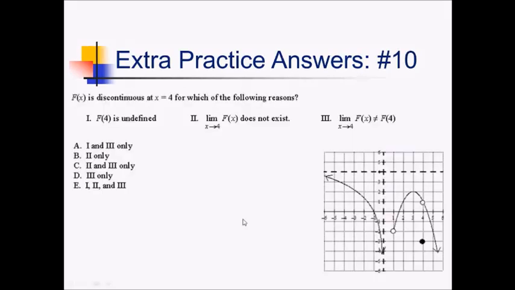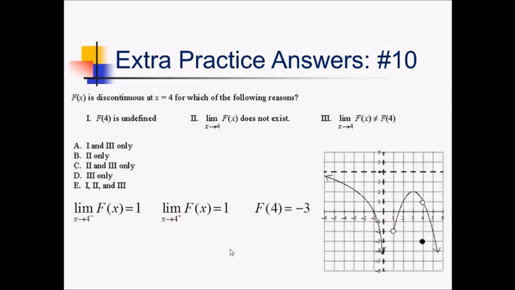On this problem, we're given the graph of big F of x, and we're told that it's discontinuous at x equals 4. We want to know the reason. So let's analyze what's going on at x equals 4. We see the left side limit, where we're approaching 1 from the left, and the right side limit, where we're approaching 1 from the right, and we'll also take a look at the function value, big F of 4. That's the solid dot down here, and that's negative 3.